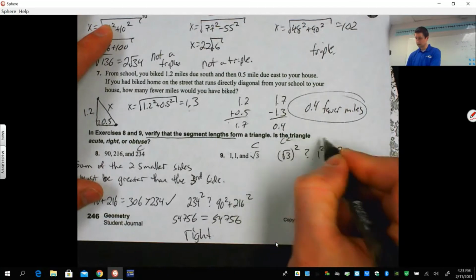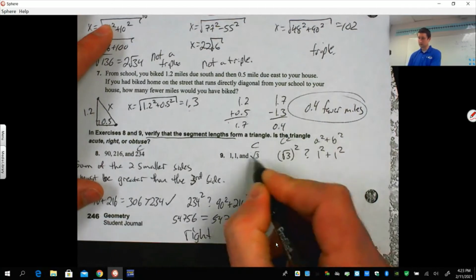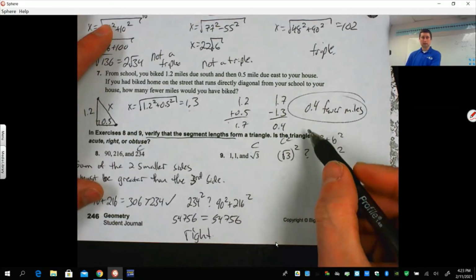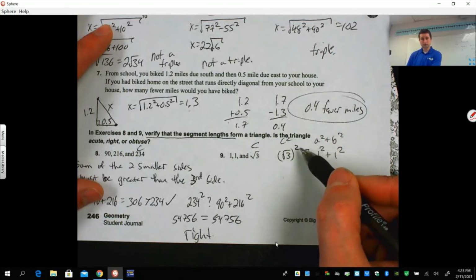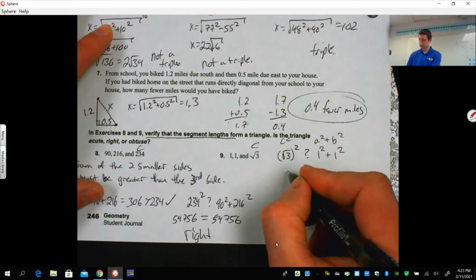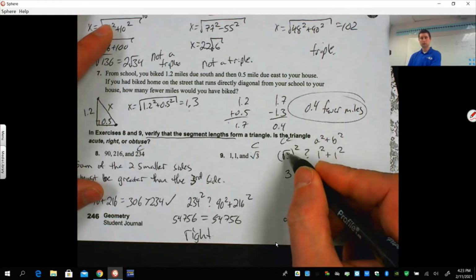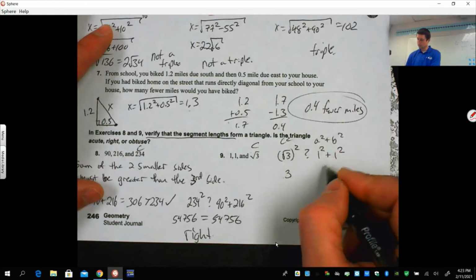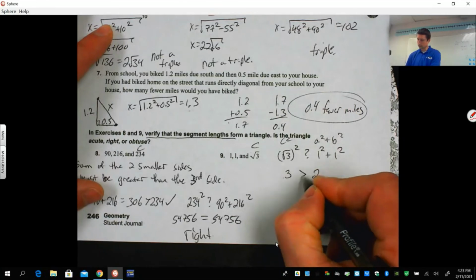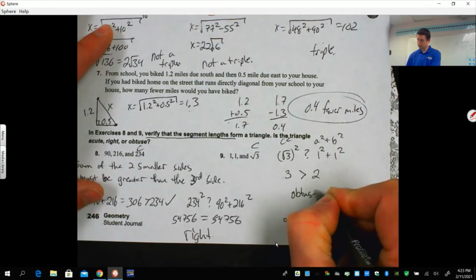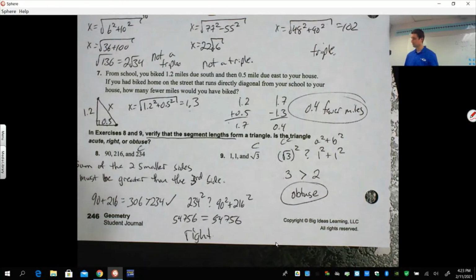C squared compared to a squared plus b squared. C has to be the longest one. So the square root of 3 squared is just the number 3. The square cancels off the square root. 1 squared plus 1 squared is 2. So 3 is greater than 2, making this an obtuse triangle.